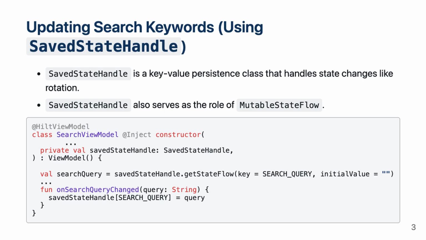I believe that in the actual Now in Android code, the saved state handle is used in the following way. The saved state handle is a class that allows you to hold UI state in a key value format without worrying about state changes like screen rotations. This class is used to update, notify, and retain search keywords. In reality, it plays a similar role to the mutable state flow we saw earlier.